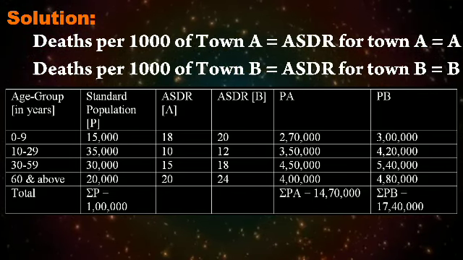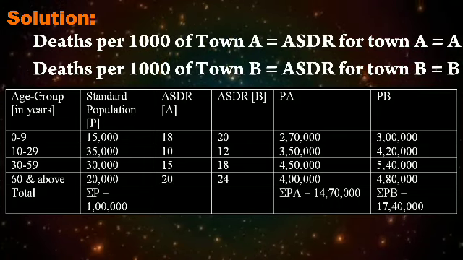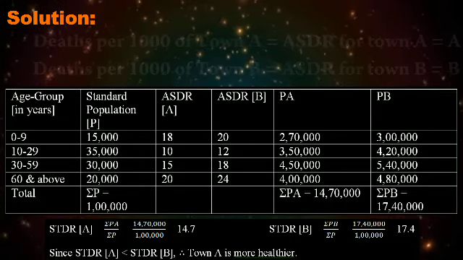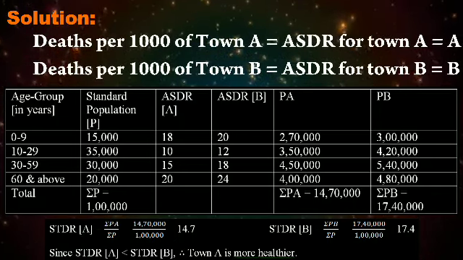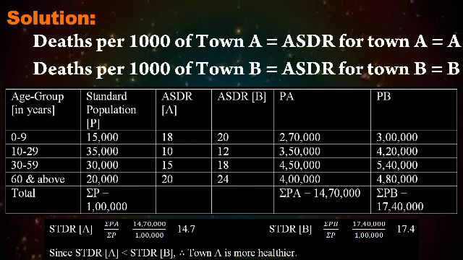After computing these values, after the completion of the given table, the next step is to find the two STDR values. So, STDR for the first town, that is STDR of A, equals sigma PA divided by sigma P.